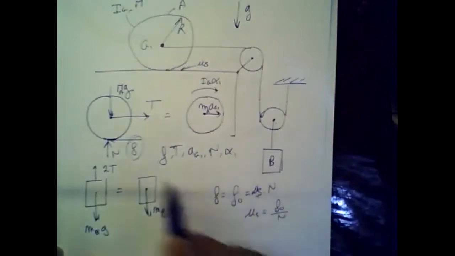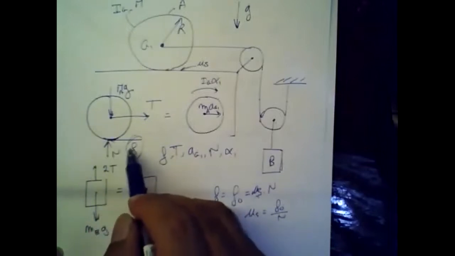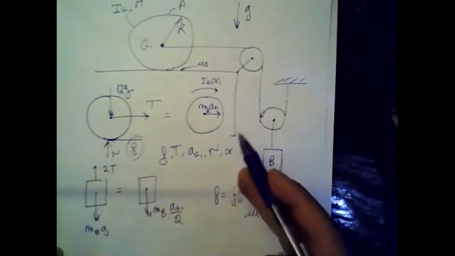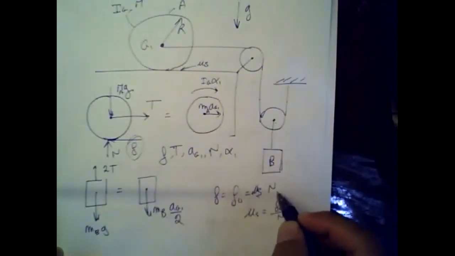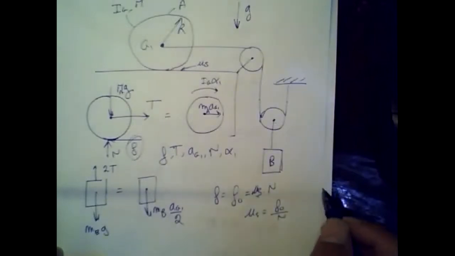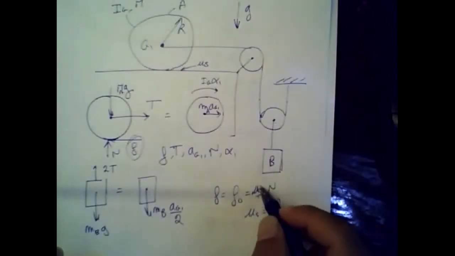So we're solving for the coefficient of friction based on F0 and N. Does it make sense, guys? Here we're at the value at the verge of slipping. At the verge of slipping, we know F0 is going to be equal to mu S times N, and then we can simply solve for mu S. That would be essentially the least value for mu S.